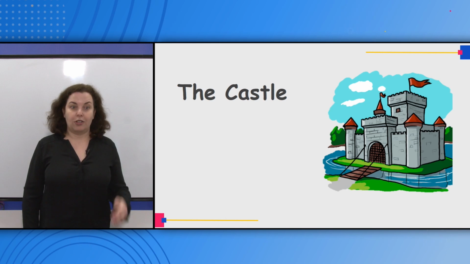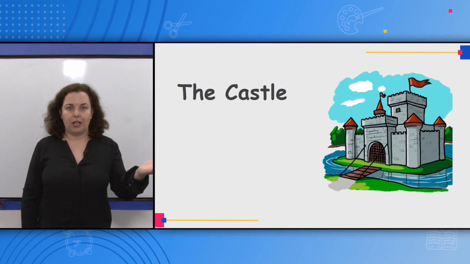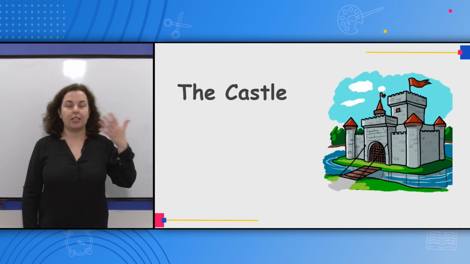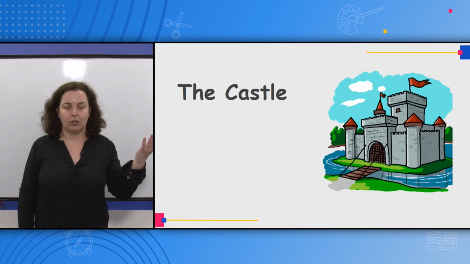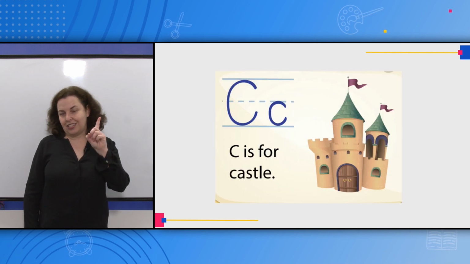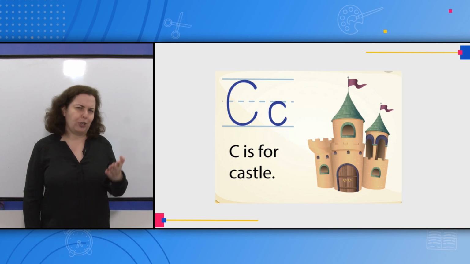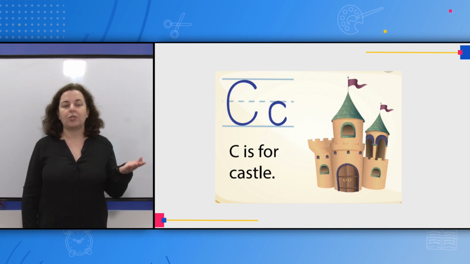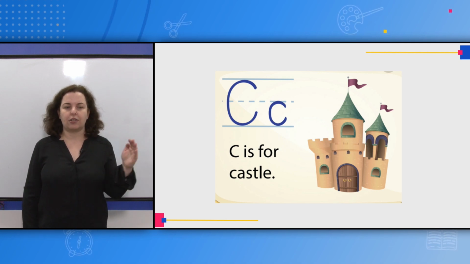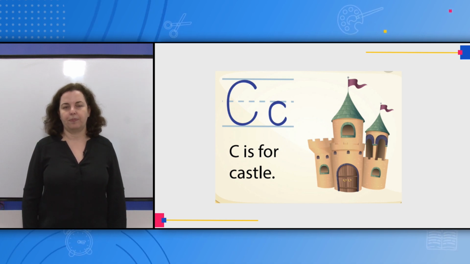Now, I would like to talk to you about a very, very important castle. In the town where Mr. Max lives, there is a very, very important castle. Look at the picture. C is for castle. I'm sure you know that. You say castle. You don't pronounce the T. It's silent. Castle. C is for castle.